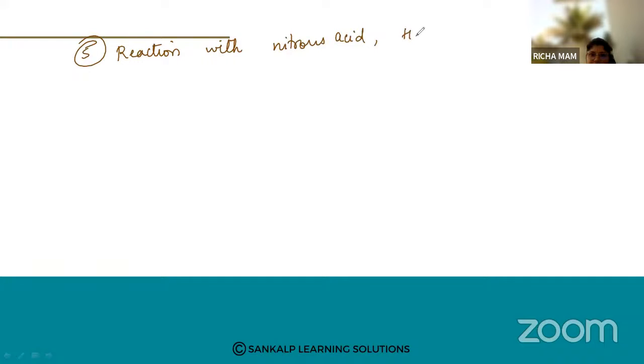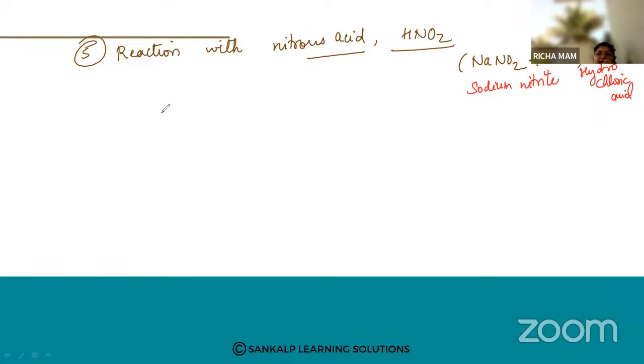What is nitrous acid? HNO2. And how do you get this HNO2? When NaNO2, that is sodium nitrite, is reacted with HCl, you get HNO2. So remember how you get nitrous acid. HNO2 is called nitrous acid. Sodium nitrite is treated with hydrochloric acid, and we get nitrous acid, HNO2.